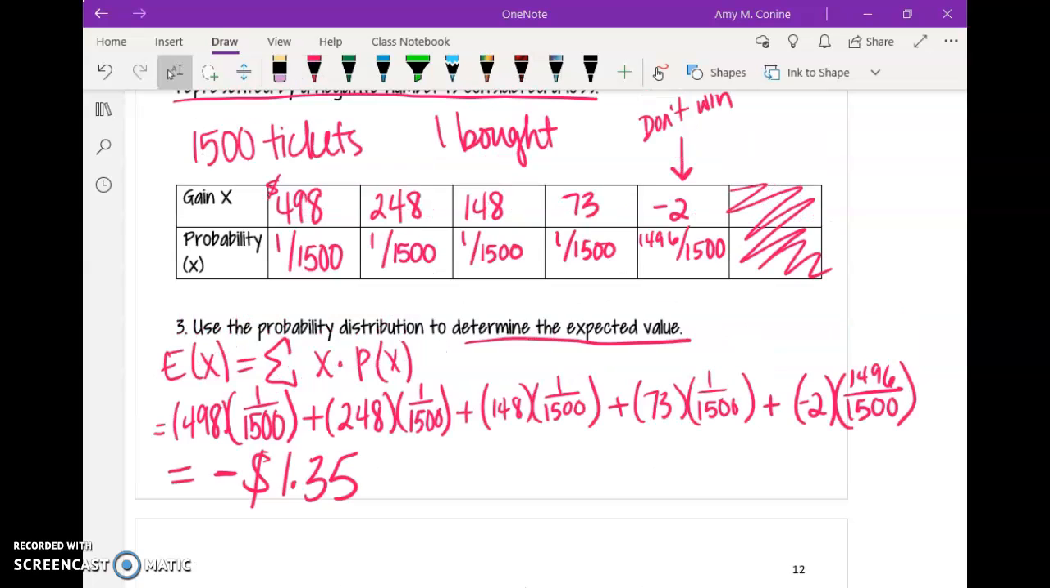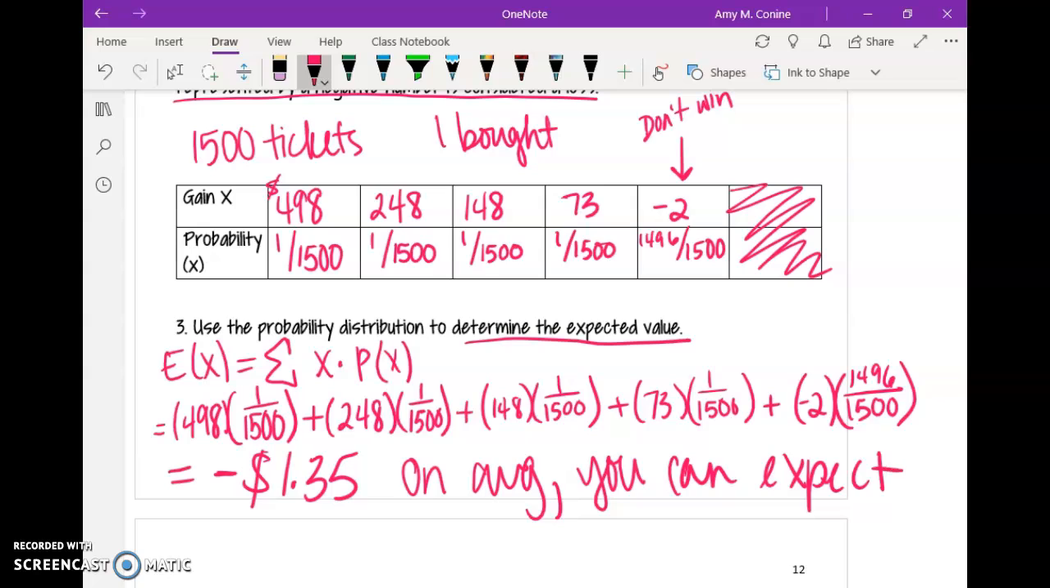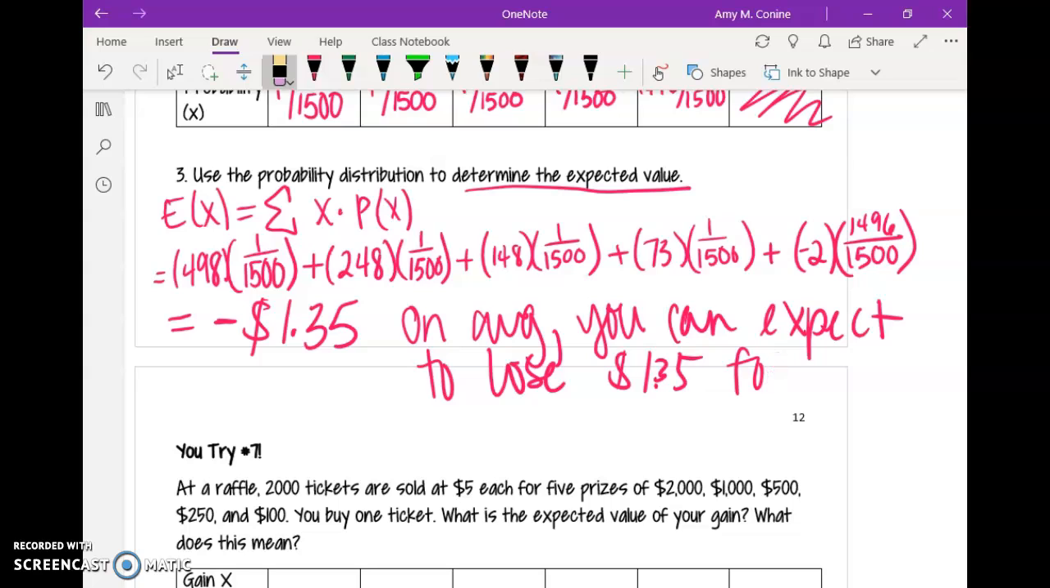All right, so when we do our calculations, we found that our expected gain is negative $1.35, which means on average, you can expect to lose $1.35 for every ticket purchased.